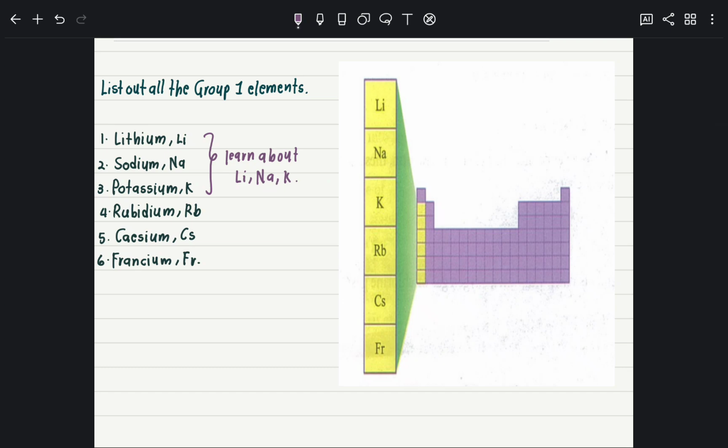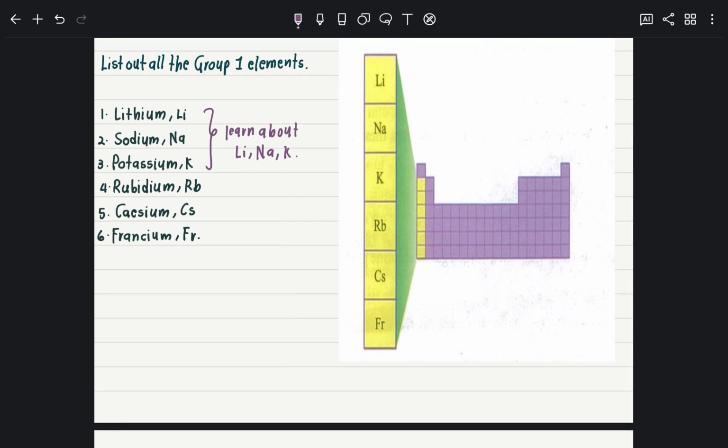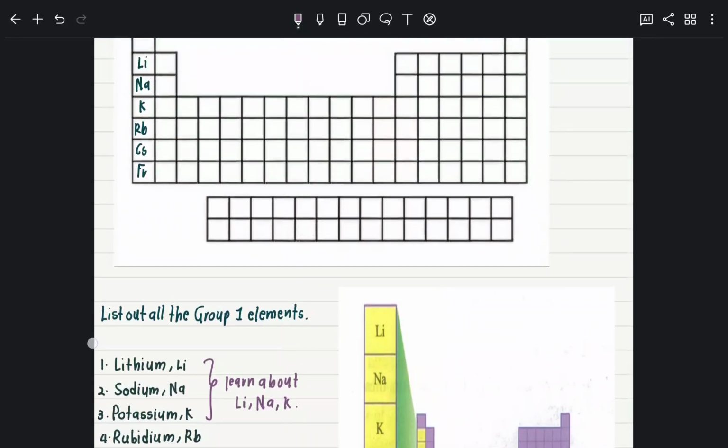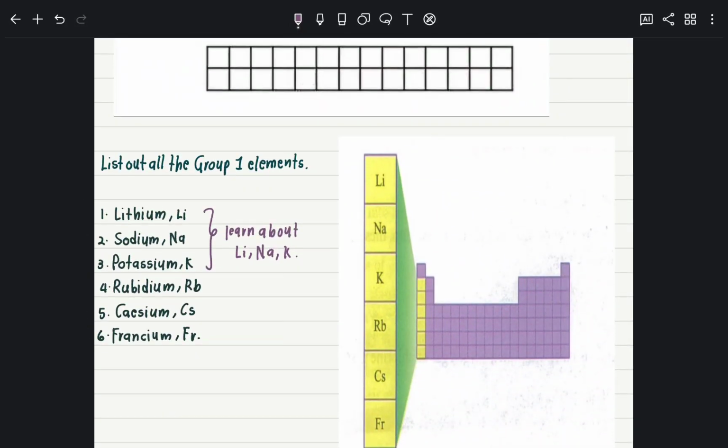Why we didn't learn them, apart from the three that I listed out, there are several reasons that you can see in the part 7 and part 8 video. I already explained in the part 7 and part 8 videos why we don't learn the application and chemical properties of rubidium, cesium, and francium for SPM level. So you just focus on these three elements.